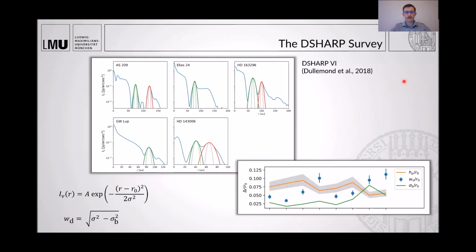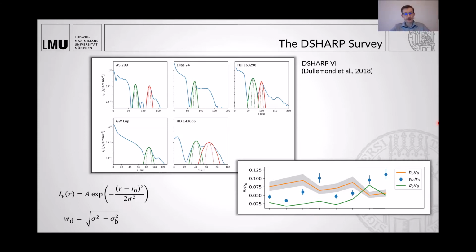Basically the result can be summarized in this plot, where you see data points for all of these 8 rings. First of all, the green line that you see here is the beam size, and the blue dots are the widths extracted just from fitting Gaussians. As you can see, all of the widths are larger than the beam size. So the good news is all of these rings are resolved.